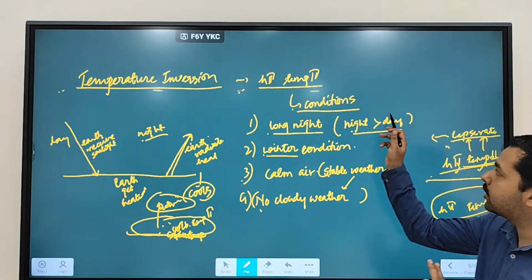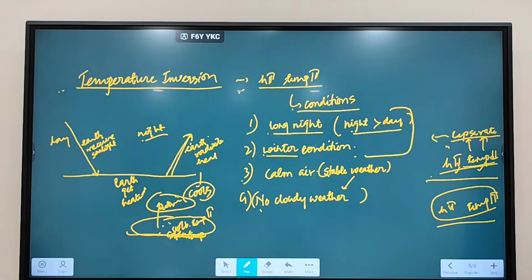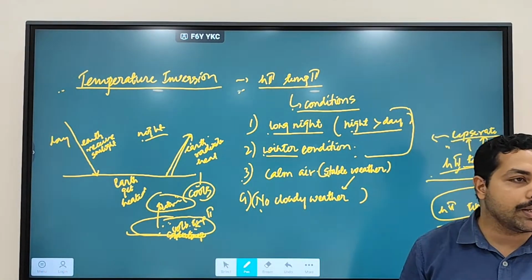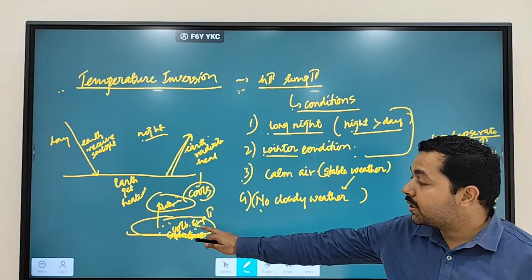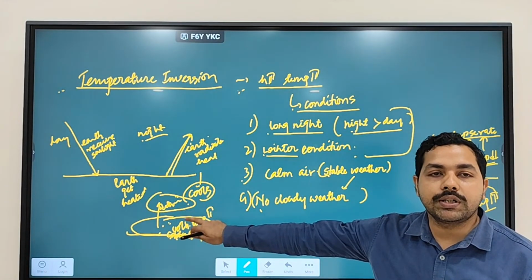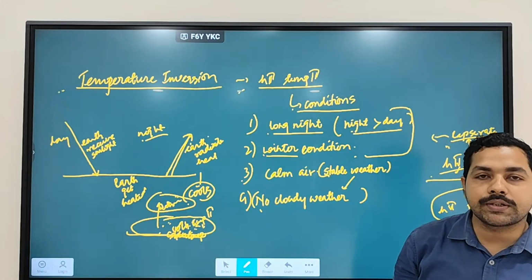This will only occur when you have either a long night or sufficiently winter conditions. Clear? Then only will Earth cool down more. When Earth cools down more, the temperature at Earth's surface will decrease. When the temperature at the Earth's surface decreases, the air temperature will also decrease. Air temperature decreasing means you'll see the temperature inversion phenomenon. So that's why this is very important.